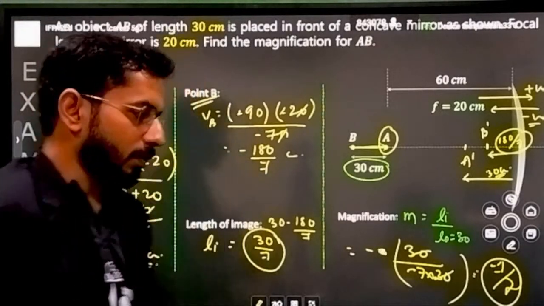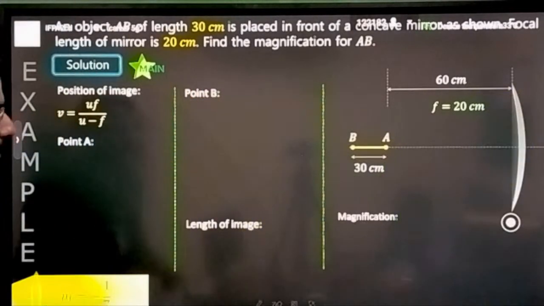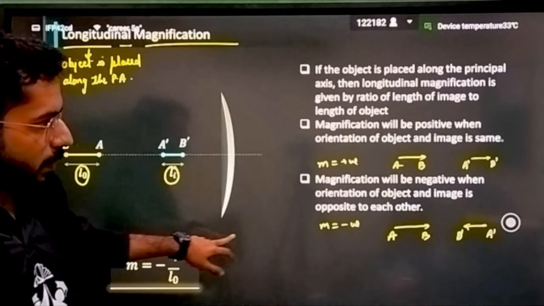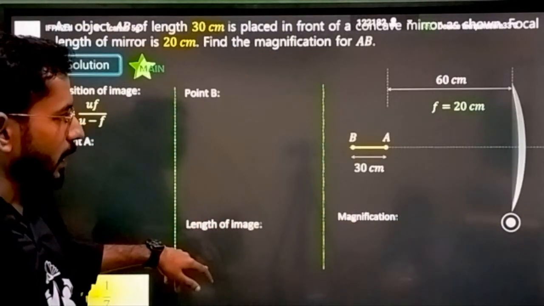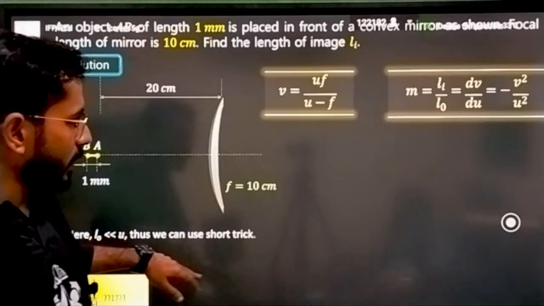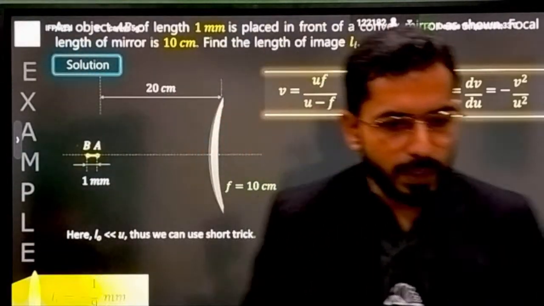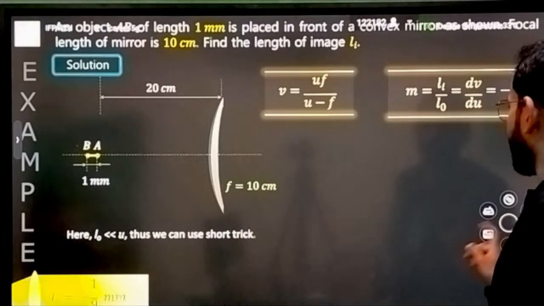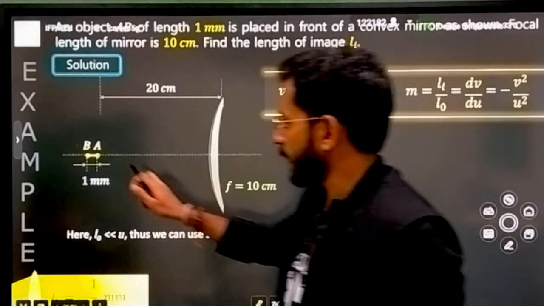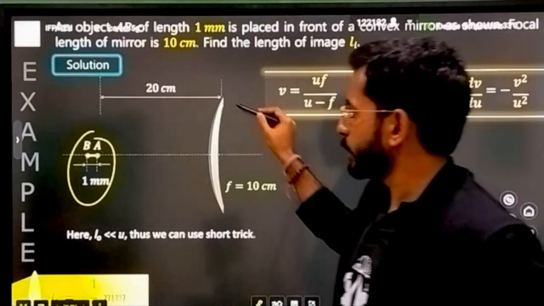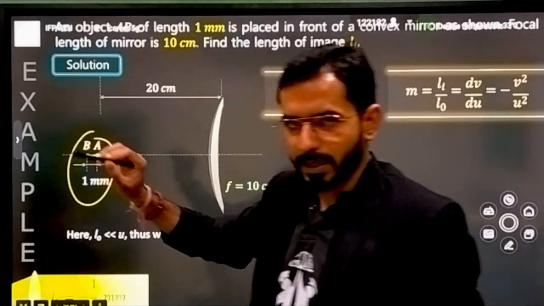Now this is one method, but when the length of the object is very small, we use an approximation and directly write the result. For example, here it is given as 1 millimeter. That means negligible. That is, the position for A and B can be taken as the same.